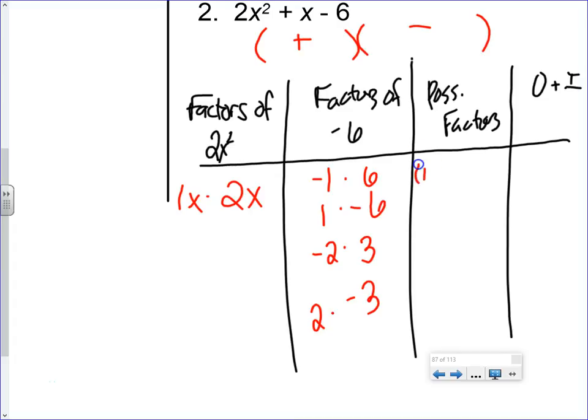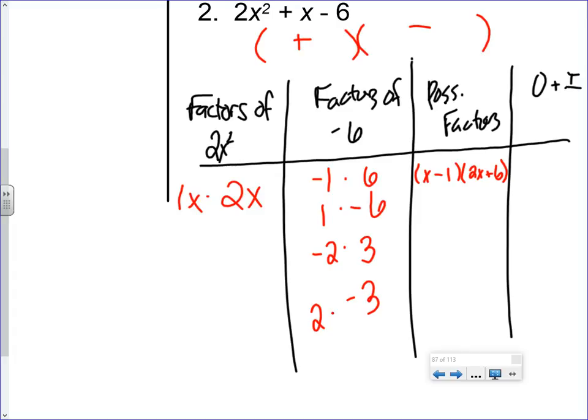So we have 1. Can we just write x instead of 1x? Is that all right? Yeah. So we'll do x, 2x. If it's -1, then 6. Wouldn't I put -1 and +6? Does that make sense? -1 and 6, I put -1 and +6. I'm checking this one to see if it's right or not.